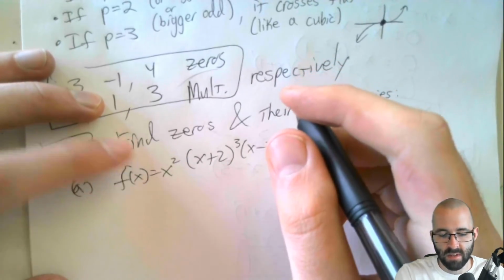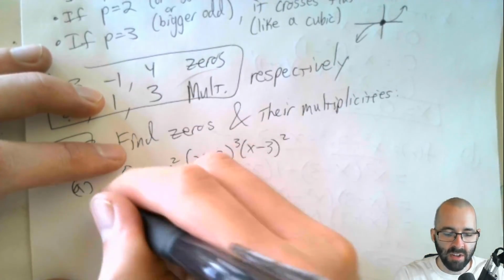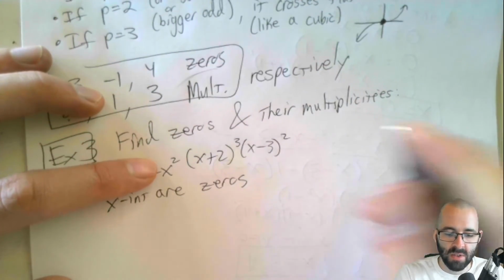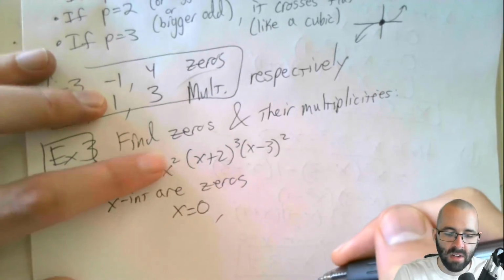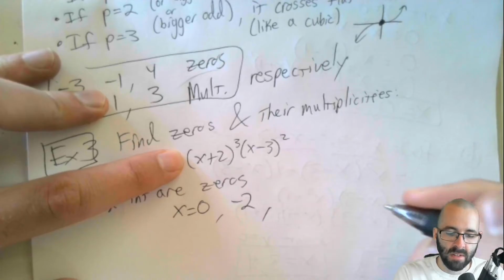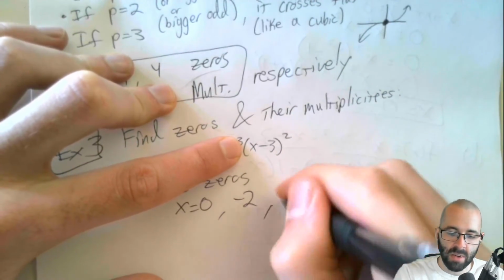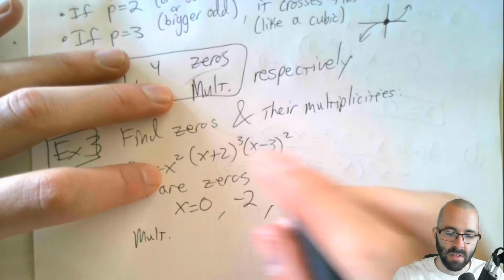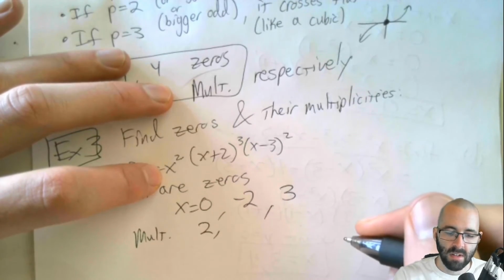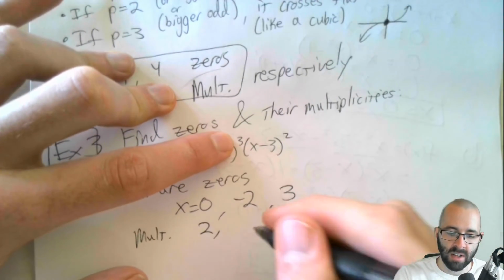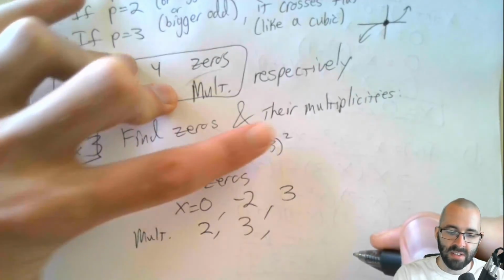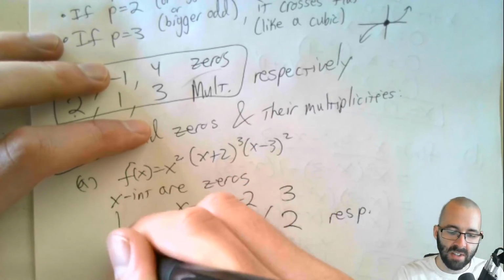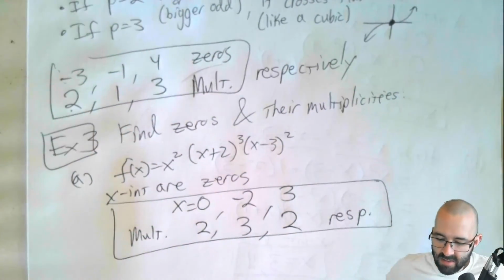So the zeros are everywhere the function value is zero. Zeros are x-intercepts, which is just when y is equal to 0. So it's going to happen right here when x is equal to 0, right here when x is equal to -2, and right here when x is equal to +3. And their multiplicities: well, this one has an exponent of 2. It happens twice. This factor, x plus 2, has an exponent of 3, happens 3 times. This one has an exponent of 2, happens twice. So that's the zeros and their respective multiplicities. All right, and that's really it.